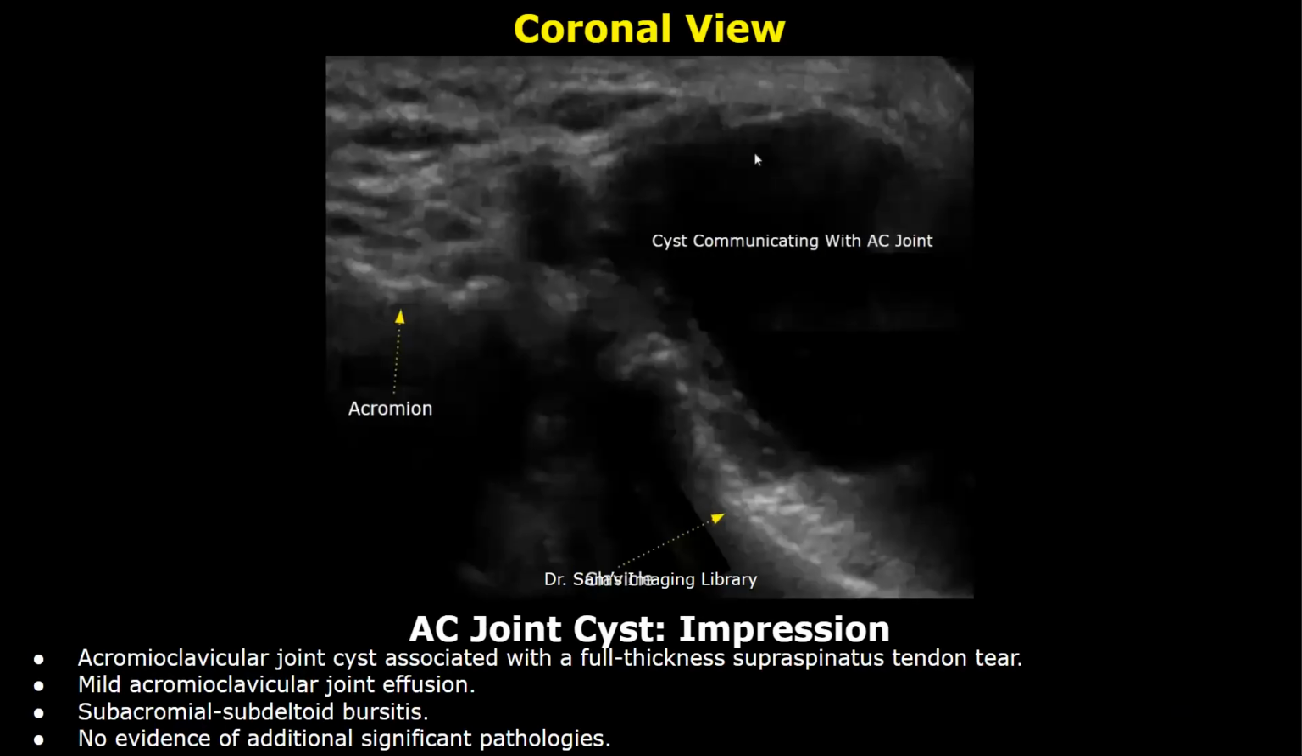This is the impression: acromioclavicular joint cyst associated with a full-thickness supraspinatus tendon tear, mild acromioclavicular joint effusion, subacromial subdeltoid bursitis.